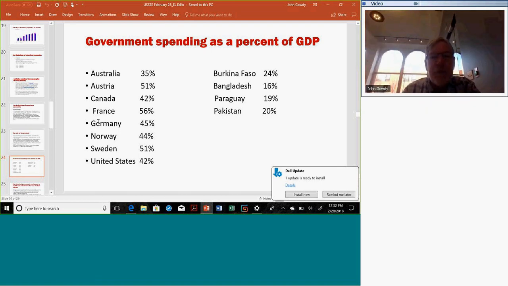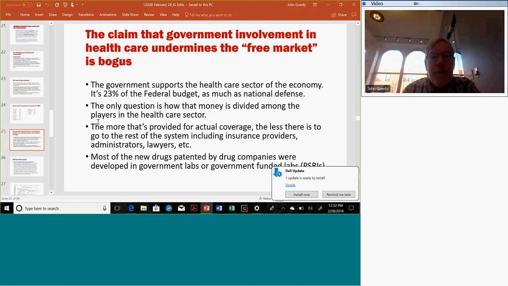So the government is heavily involved in health care, so again, the talk of letting the market go is really bogus, this whole discussion. Of course, the health care sector is about 23% of the federal budget, as much as national defense, again depending on how you calculate it. And then there's how that is divided among the players in the health care sector.